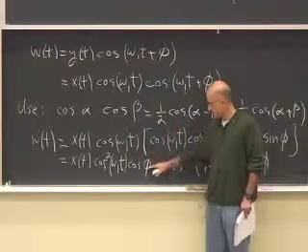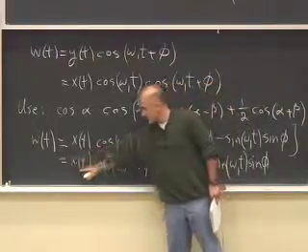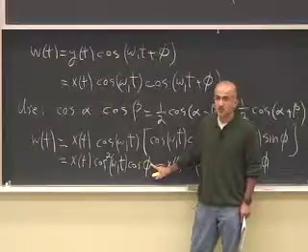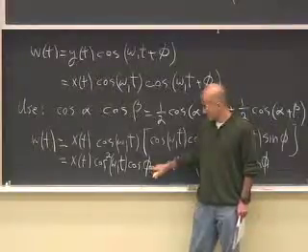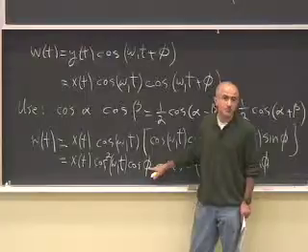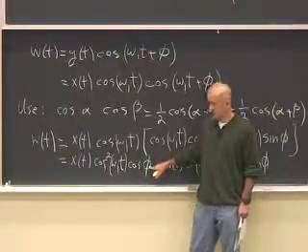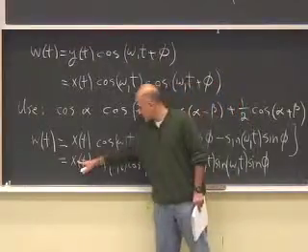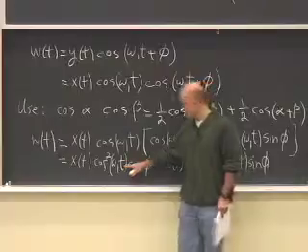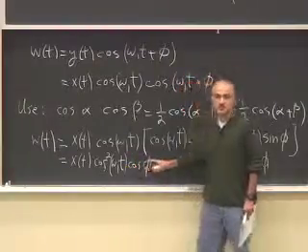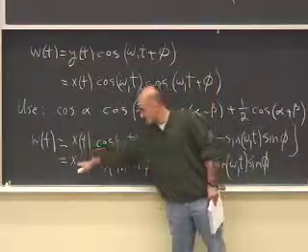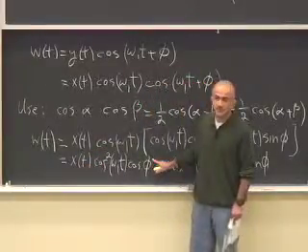Wait, so pause. The first part looks awfully similar to the previous situation we had. In the previous situation, though, this phi was 0. The two oscillators were in phase. So phi was 0. Cosine of 0 is 1. So all you had was x of t times cosine squared. But now you have a cosine of phi. So if this phi goes to pi over 2, or close to pi over 2, this term gets attenuated significantly.